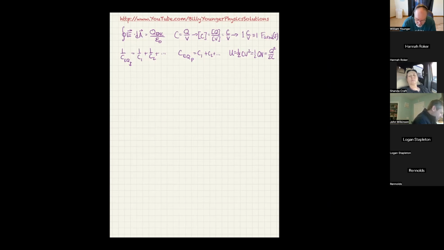The formula for the equivalent capacitance of any number of capacitances in series is 1 over the equivalent capacitance is equal to 1 over C1 plus 1 over C2 plus dot, dot, dot. Similarly, if you have a bunch of capacitors in parallel, the equivalent capacitance of that bank of parallel capacitors is C1 plus C2 plus dot, dot, dot.